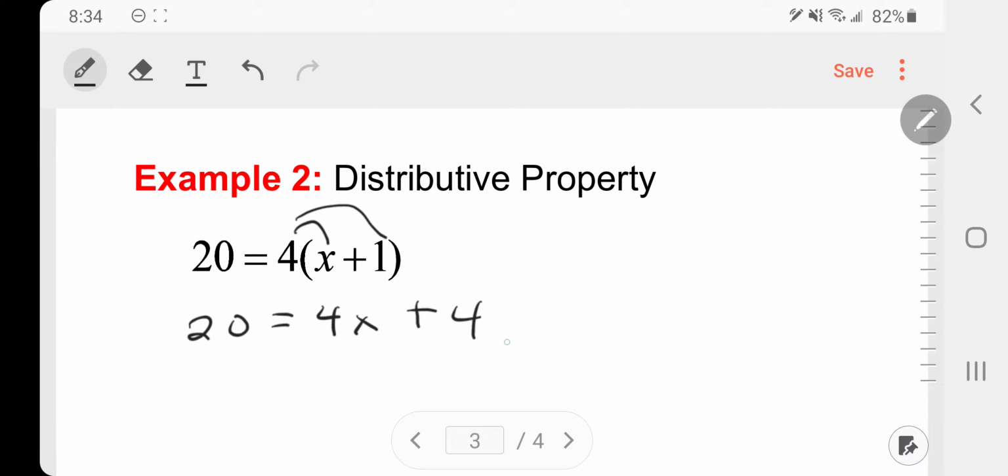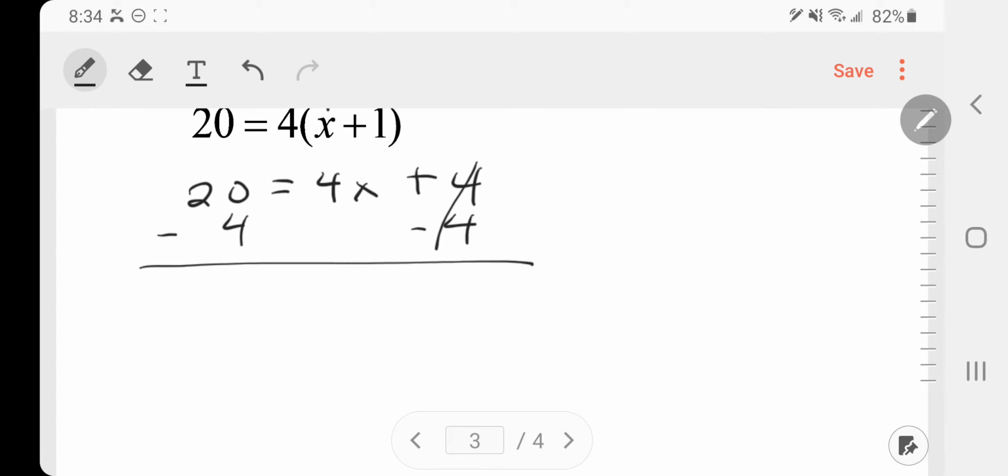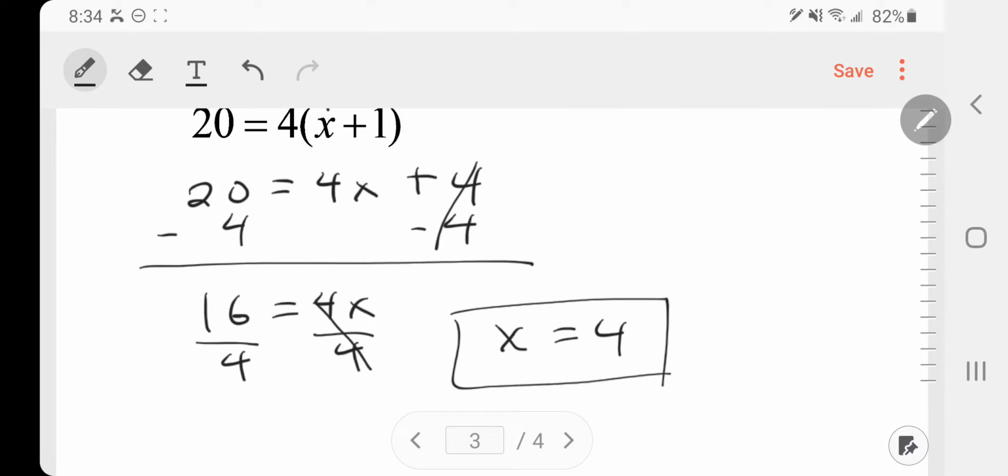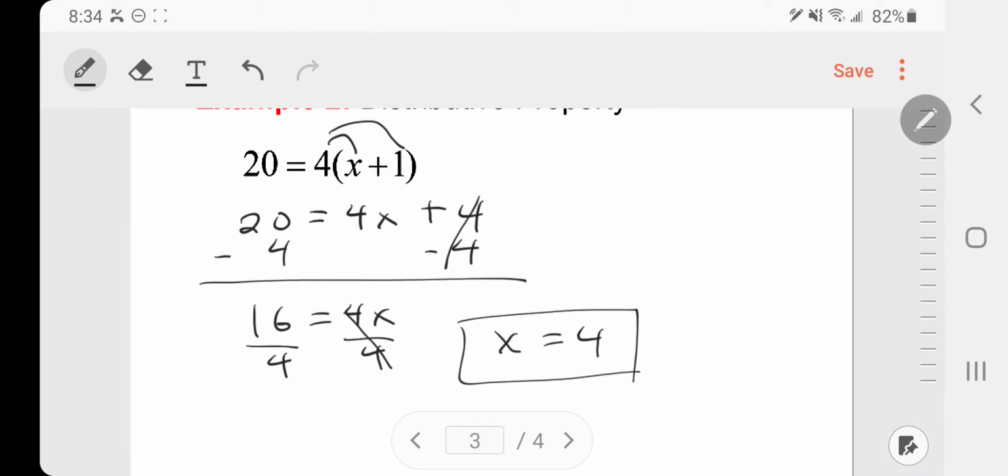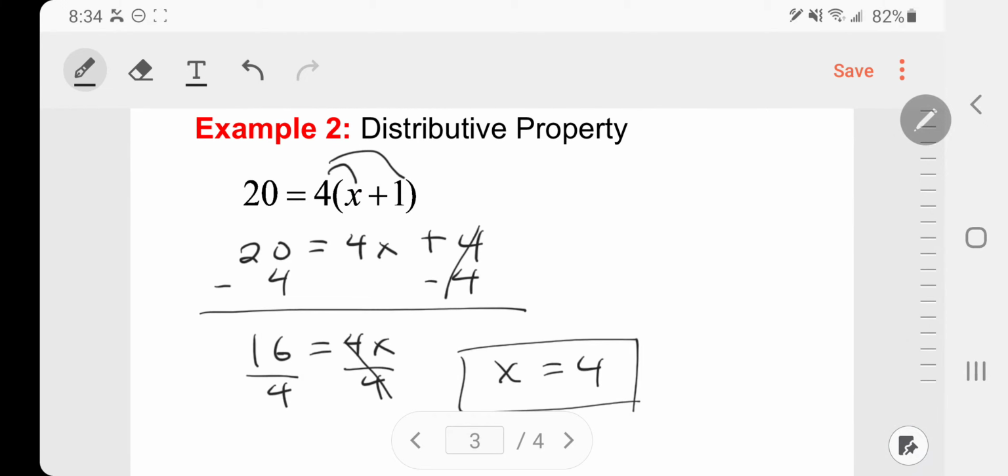All right, another two-step equation. My variable is already on the side by itself, so let's go ahead and move everything else out of the way. So I'll subtract 4x on both sides. Get 16 equals 4x. And then I'm going to divide both sides by 4 again, and I get x equals 4. Okay, this one was regarding the distributive property.